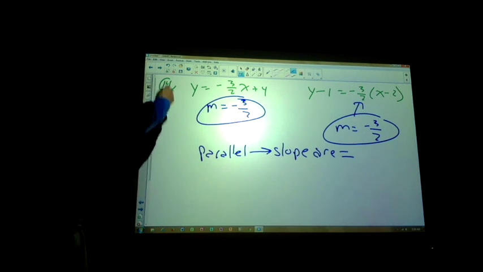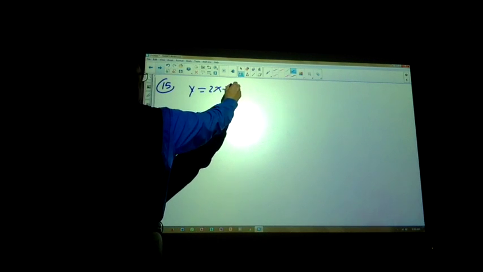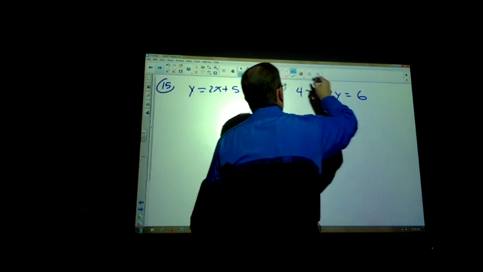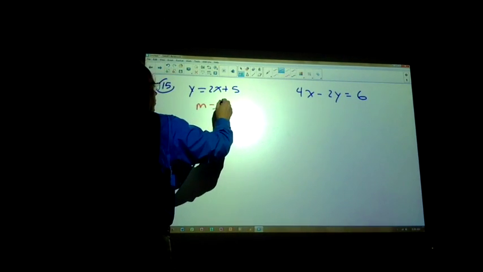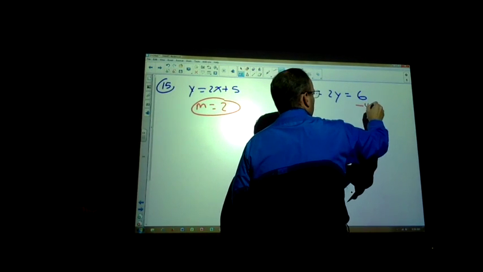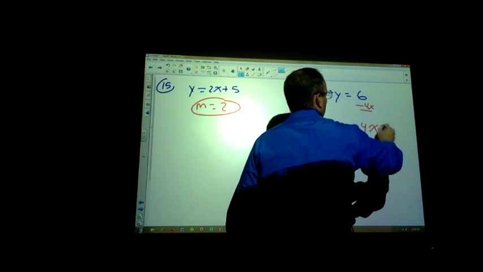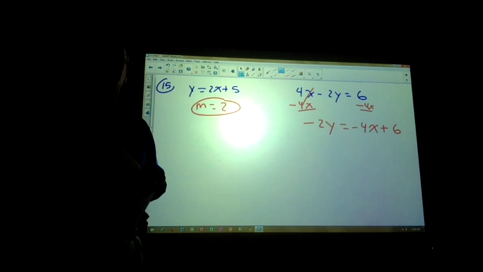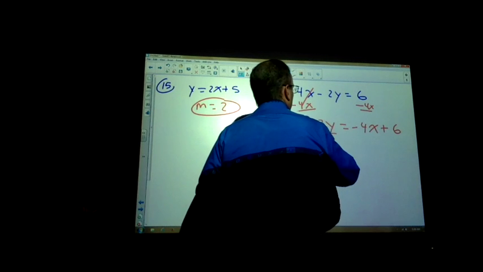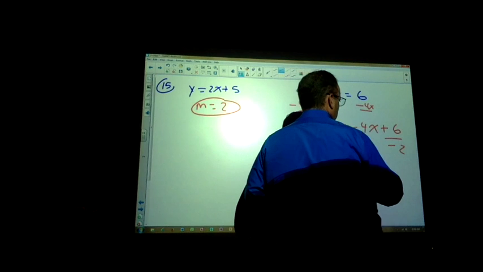Problem number 15 made it a little tougher. One of them they gave you in slope-intercept form. That's great. The other one, they have it in standard form. Okay? Slope of this one is straightforward. It's 2. This one, we have to modify it. Subtract 4x. No matter how hard we try, we can't subtract 4x from 6, so we just have to write it. Where did the plus come from in front of the 6? It's a positive. Divide everything by negative 2. So y equals 2x minus 3.